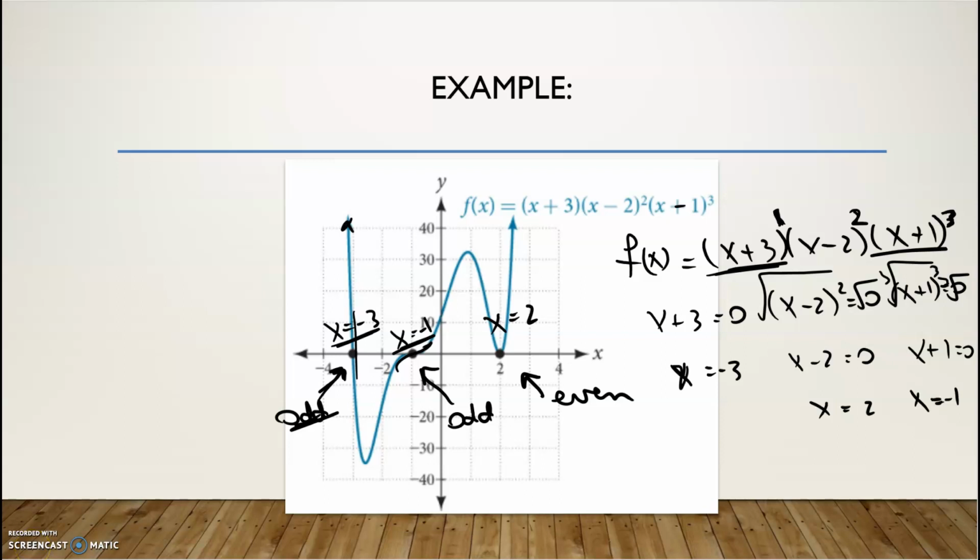All right, this is section 5.3, part 2. We're talking about multiplicities. Notice how at x equals -3, it's a straight line here. We said that's odd. At x equals -1, it goes through like it does at x equals -3. That's odd. At x equals -2, it bounces off, so that's even. So we have odd multiplicities for -3 and -1, and an even multiplicity for 2.